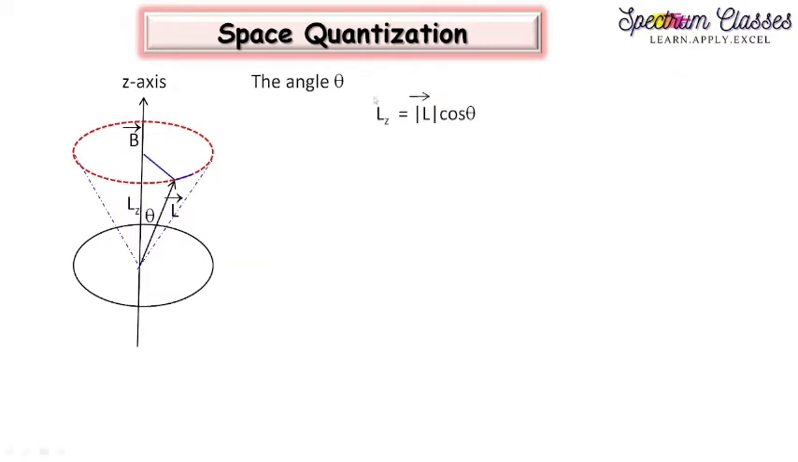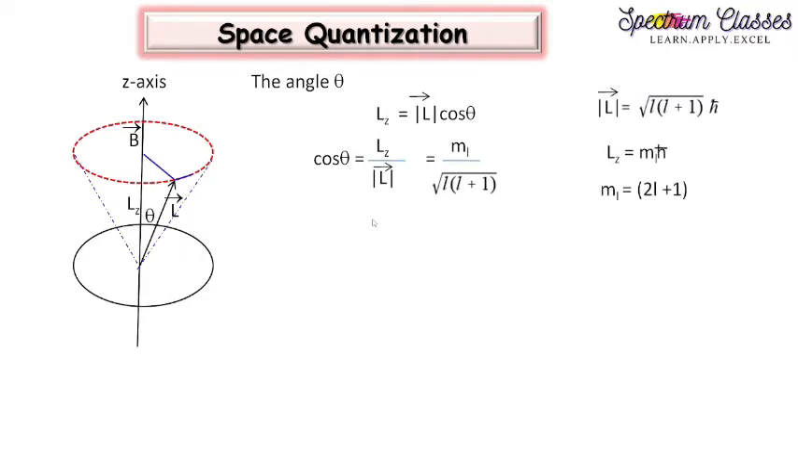Moving forward to the determination of the angle between the external magnetic field and the orbital angular momentum. Its component Lz is equal to L cos theta. Putting the values of Lz and L, we get m_l upon square root of l(l+1) for cos theta. So here these are the values. Now coming to the values of m_l. Lz has this value. What about this m_l?